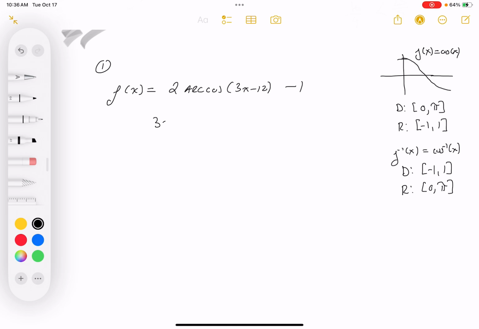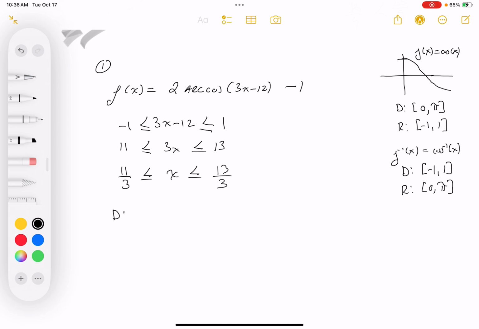I'm going to say 3x minus 12 has to be between, because it's the domain of the problem, between minus 1 and 1. I'm going to add 12 to both sides. Oh, I'm sorry, all sides. You're going to get 11, 3x, and you can get 13. And then what I'm going to do, I'm going to divide all sides by 3. You can get 11 thirds. You can get x, and you get 13 thirds.